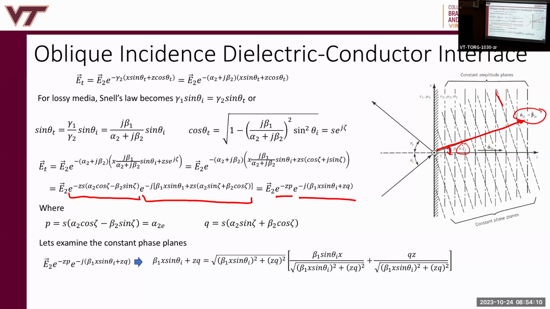The phase planes are orthogonal to this k vector, right? But the constant amplitude planes are orthogonal to the z direction. So we have something called an inhomogeneous plane wave. The amplitude decays in a different direction than the phase planes are, right? So the energy is in a different direction. The wave is traveling this way, the phase planes are orthogonal to it, but the amplitude is decaying in a different direction. Different coordinate dependence.